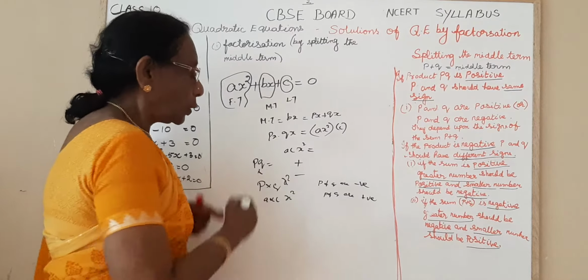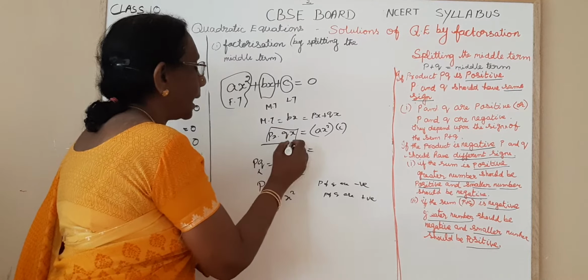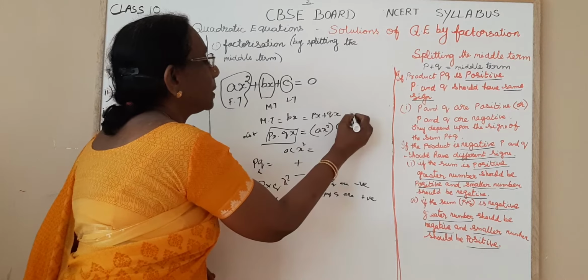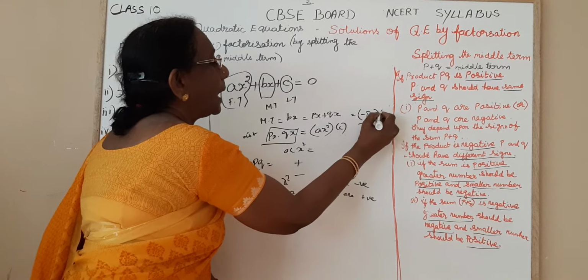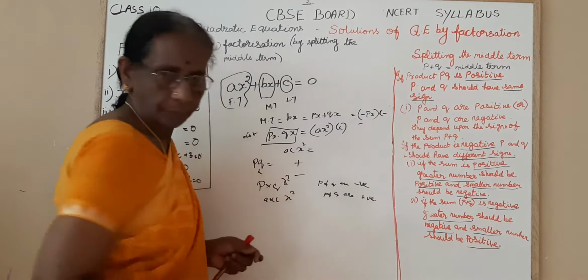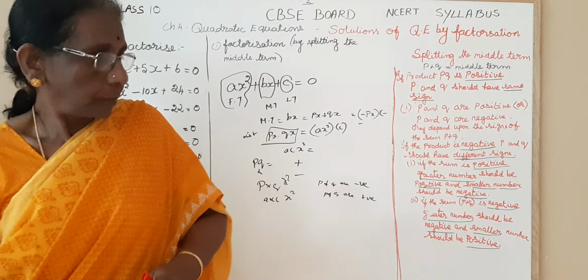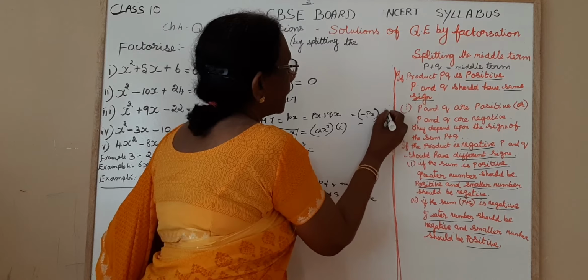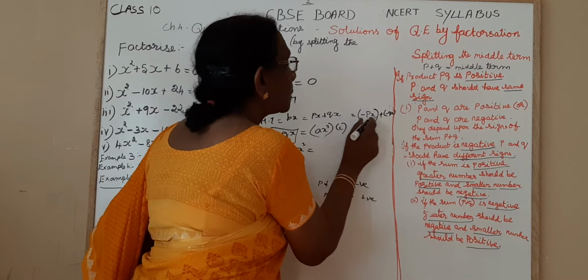Have you understood? So when this pq x squared is positive, this px and qx will be what? Minus px and minus qx. Both will be negative.